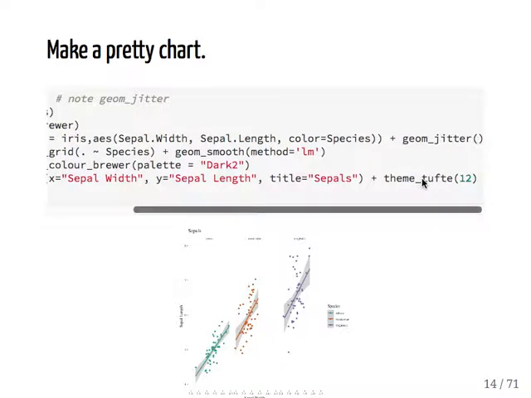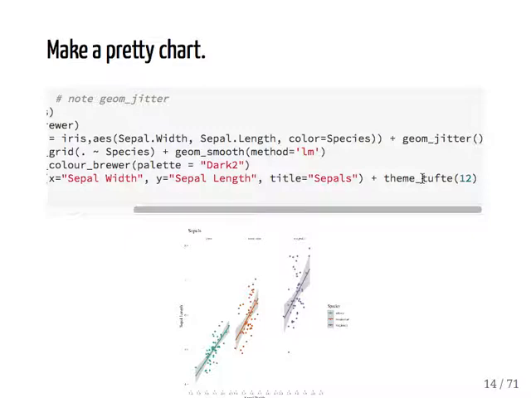We can then also add geom jitter. Occasionally on scatter plots you'll have points that fall in exactly the same spot, and you wouldn't be able to tell. So geom jitter just adds some random noise to those data points so they don't overlap in your plot.